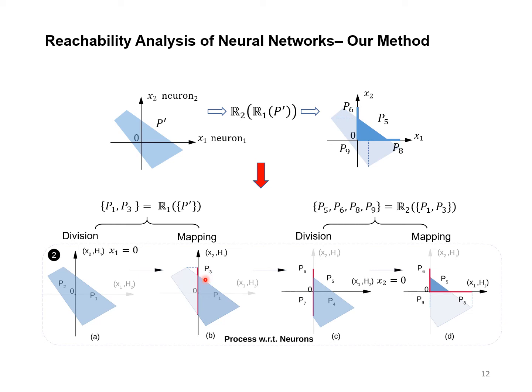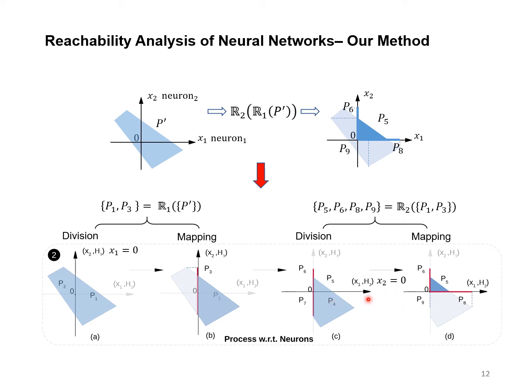Here, the P2 will generate P3. Those two procedures describe the function R1, which takes in the set P dash and generates P1 and P3. P1 and P3 will be the input set to the function R2. The procedures in this process are the same.